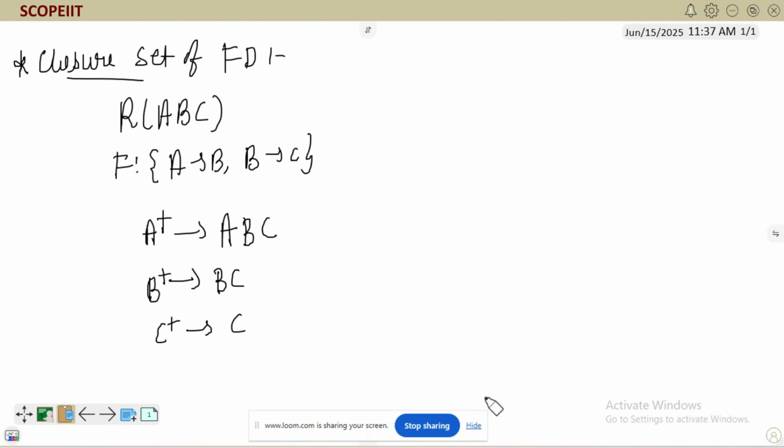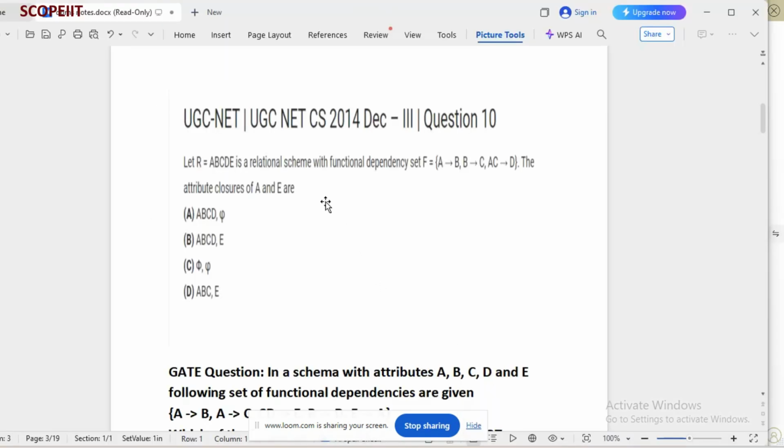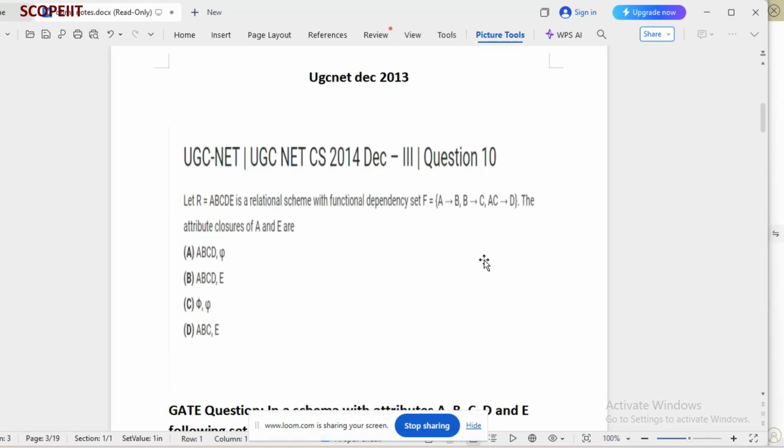So let us answer one previous year question. Yes, this is your previous year UGC NET 2014 question. Please try to answer this one. See here, from A you can get B, from B to C, AC to D. They asked you to find the closure of A. What will be the closure of A? As per the reflexive property, first of all A. Then from A we can get B, so A and B. From B you can get C, and we have A and C also, so we'll get D also. So the closure for A will be A, B, C and D. Now check for closure of E.